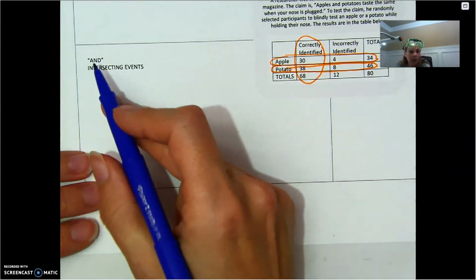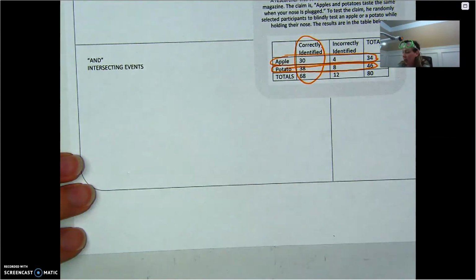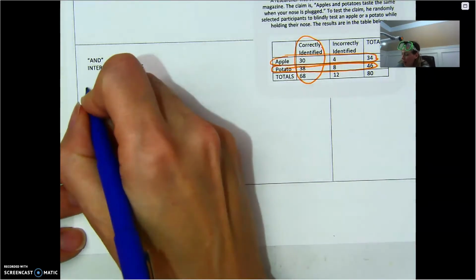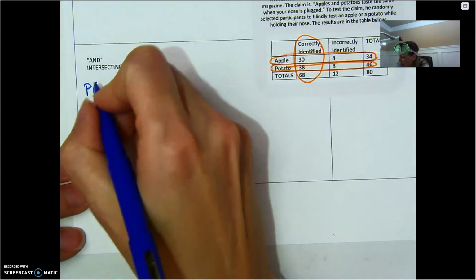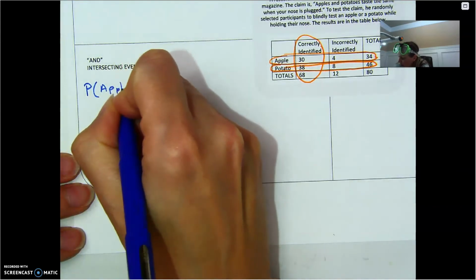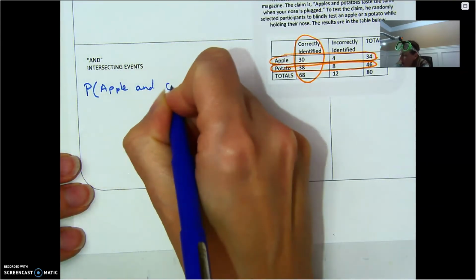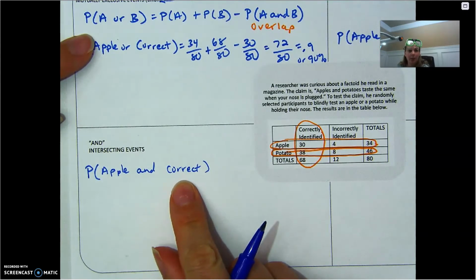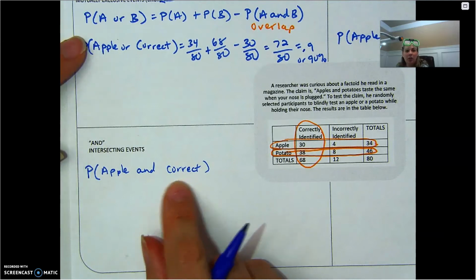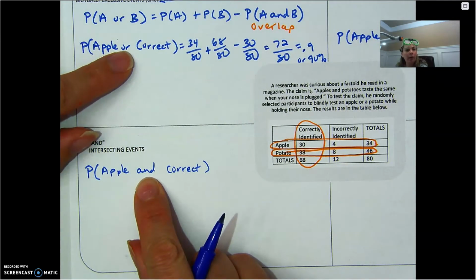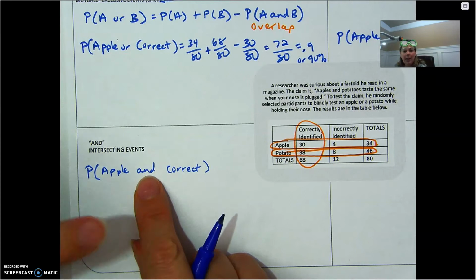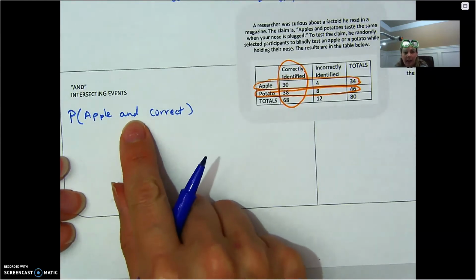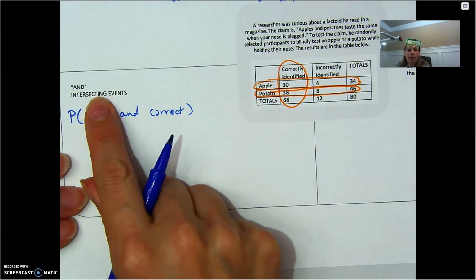The other thing that we learned last week were the and probabilities. These are your intersecting events. So it would look like this: probability of apple and correct. All right, so notice I'm kind of stealing this one. The only thing that I changed is the word and instead of or. All right, so and is more restrictive.